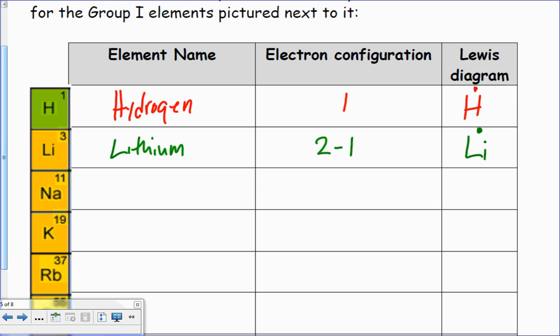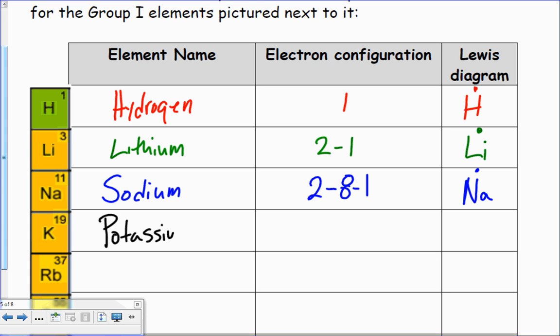Next element, sodium. Its electron configuration is 2-8-1, and its symbol is Na with a single dot. I hope you're noticing the pattern that I want you to notice here. The next element is potassium, with an electron configuration of 2-8-8-1. K with a single dot.